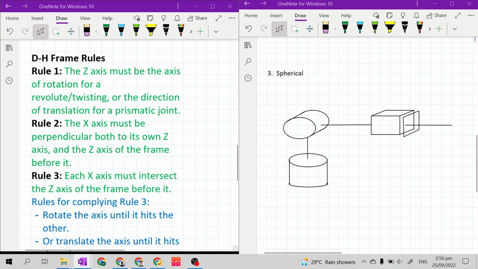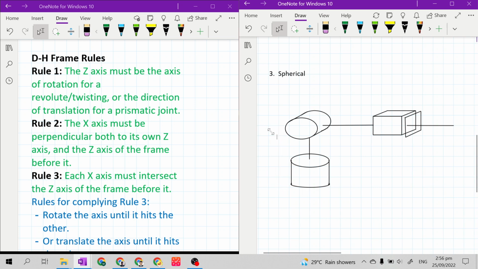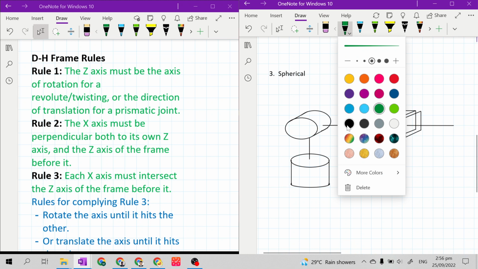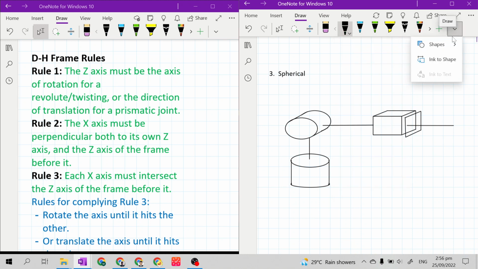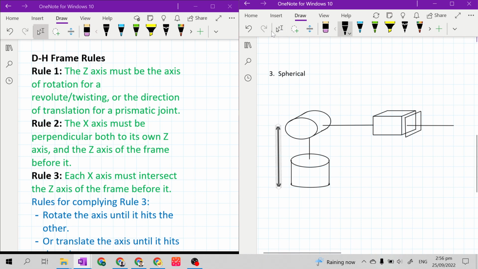Okay, so our first link is from the base, from the center of the base up to the center. Sorry. So make it color black. So from the center of the base up to the center of the next joint. So our next joint is a revolute joint. Okay.